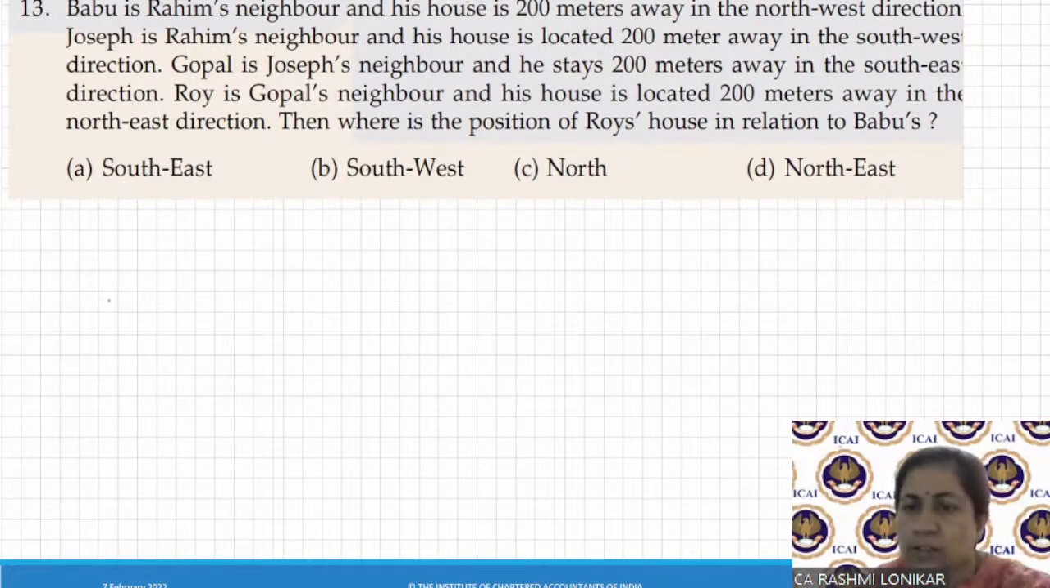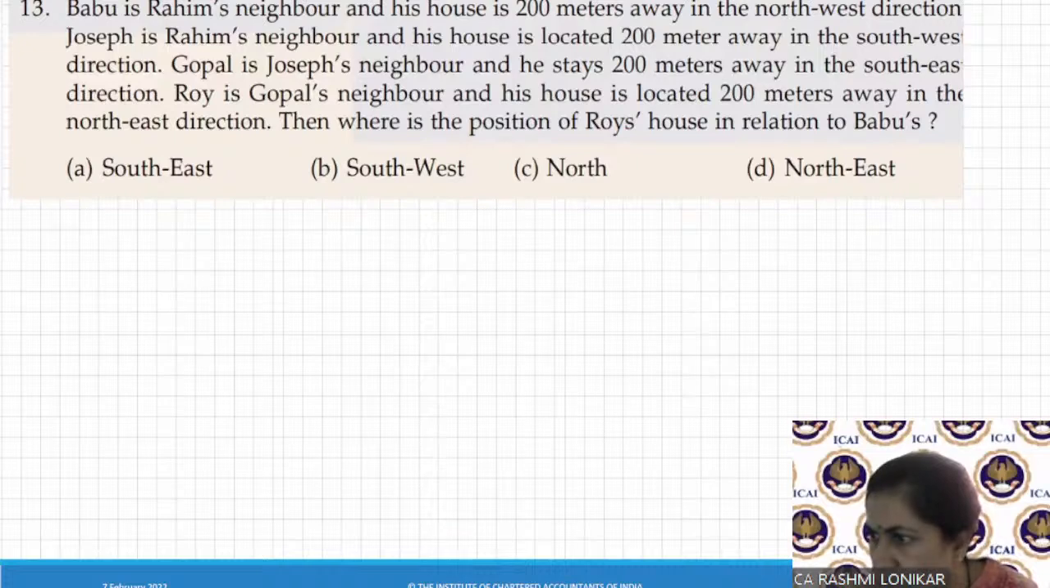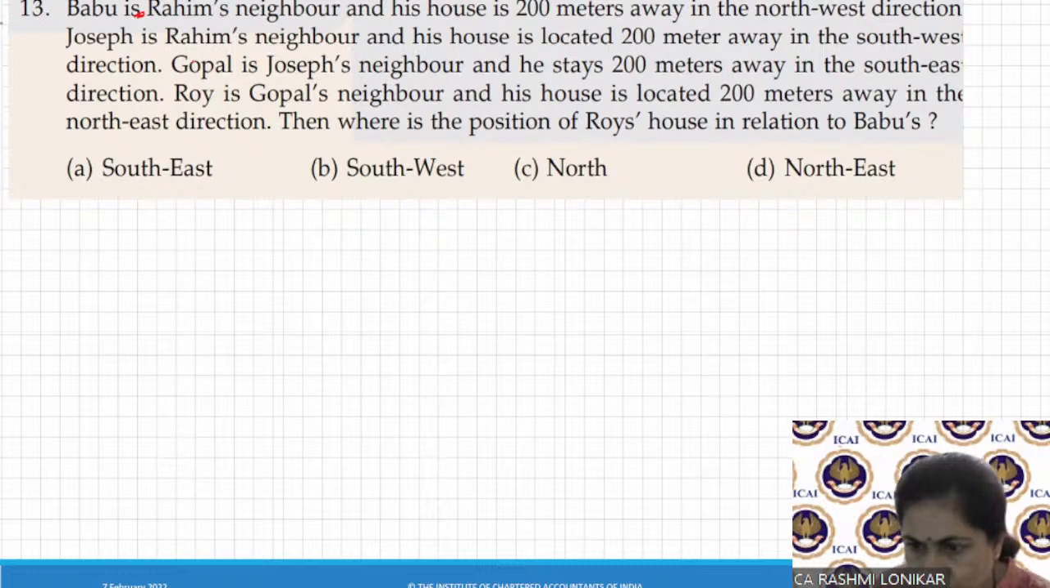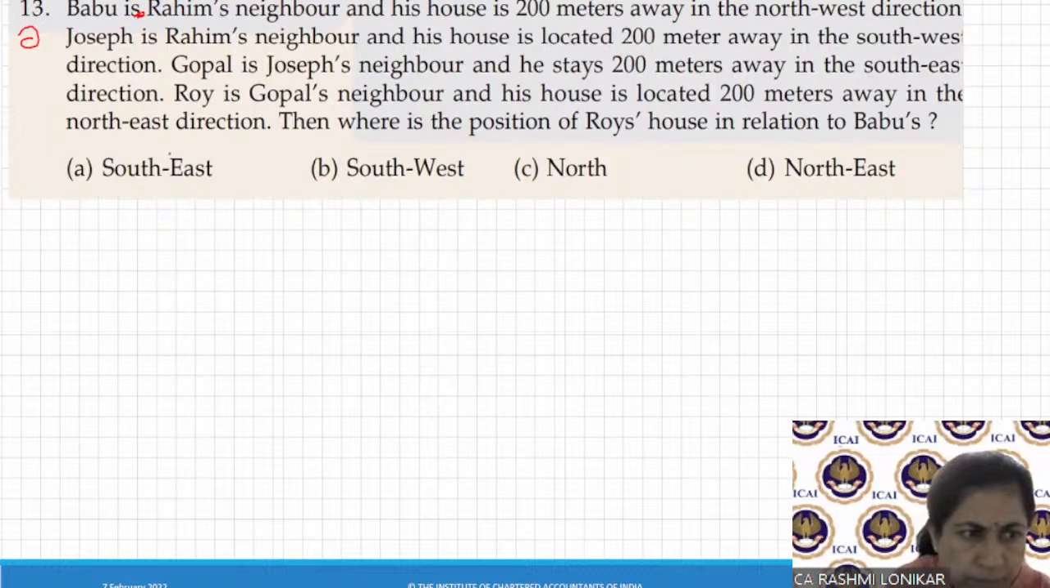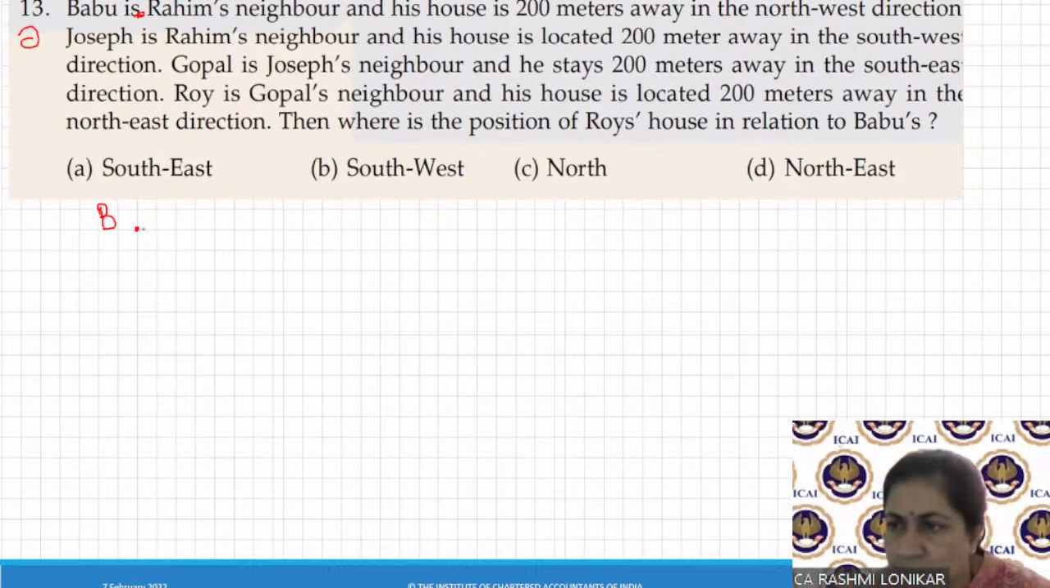Now Babu is Rahim's neighbor, and his house is 20 kilometers away in the northwest. So we have Babu. I have Babu over here. Babu is Rahim's neighbor and his house is 200 meters away in the northwest direction.